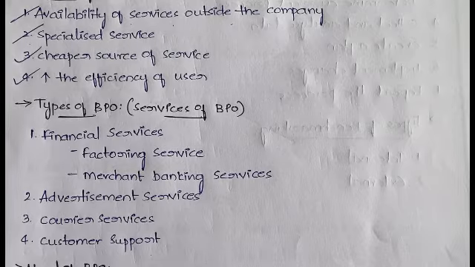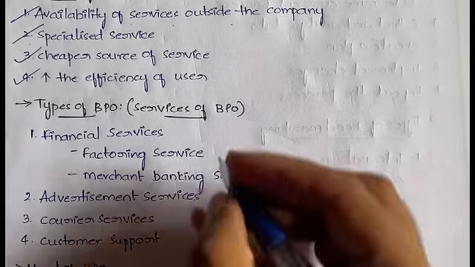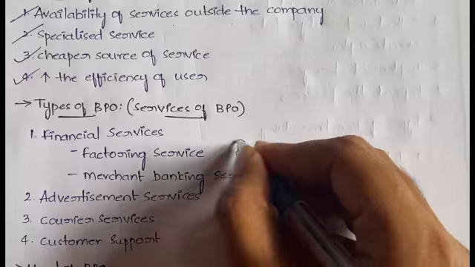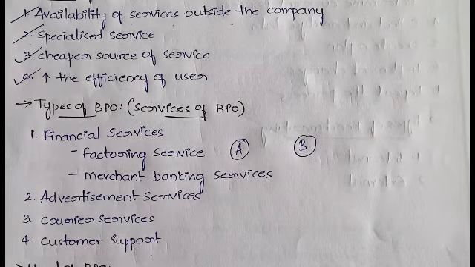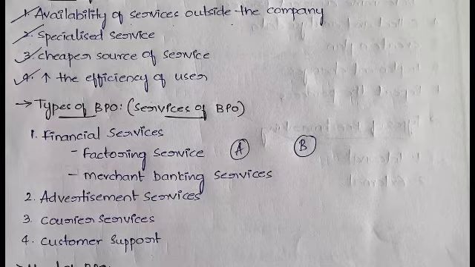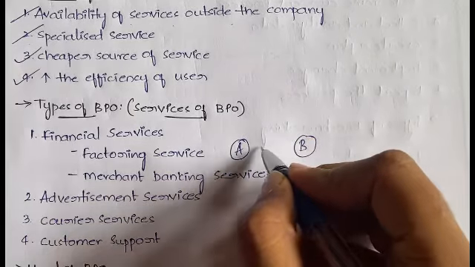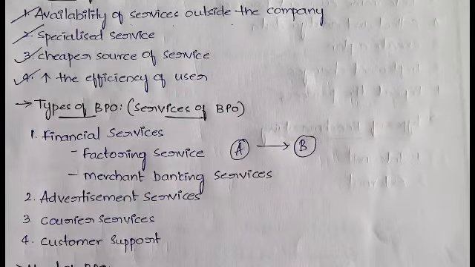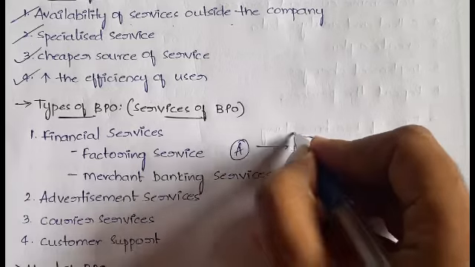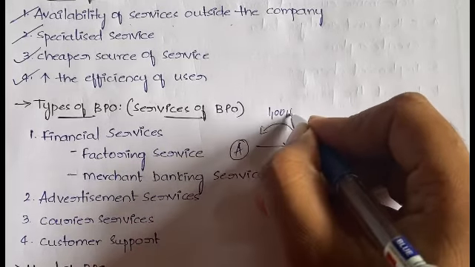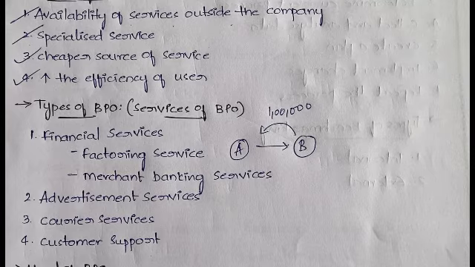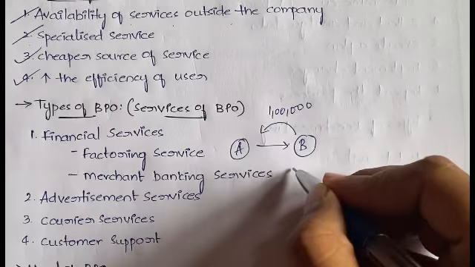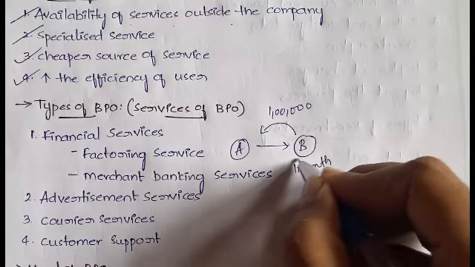In factoring service, suppose you are company A. Let us take one company A and the other company B. A is selling some products to B, and the cash that B has to pay to A is 1 lakh rupees, let us suppose. But B is not able to pay the bill to A at this point of time, and B will ask A to give some time. B will say, I want 1 month of time, right?